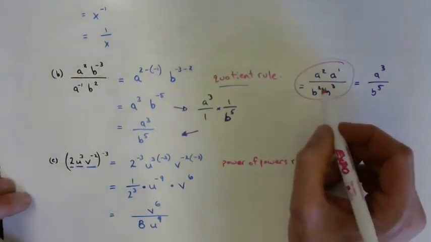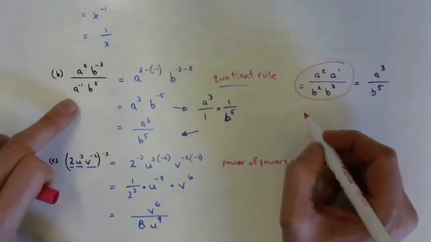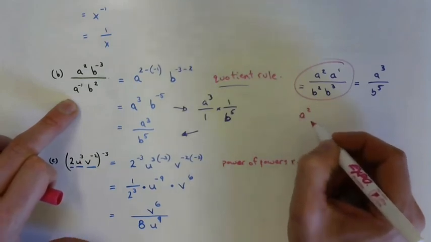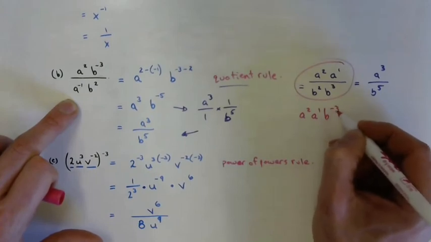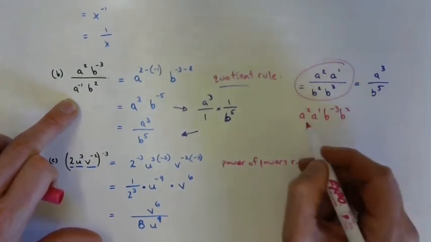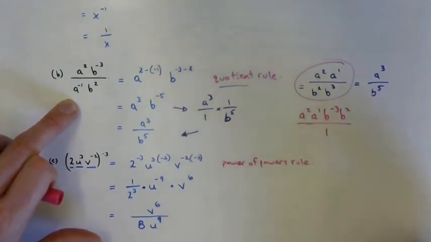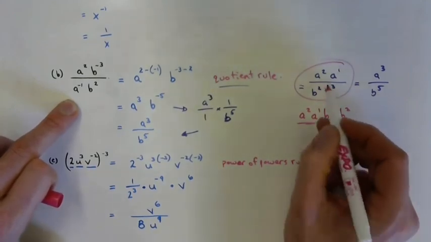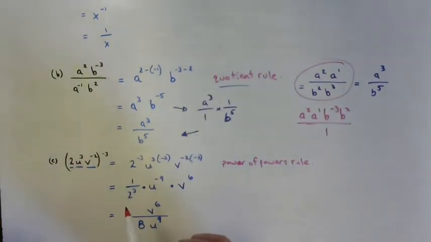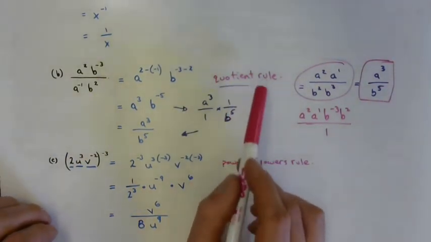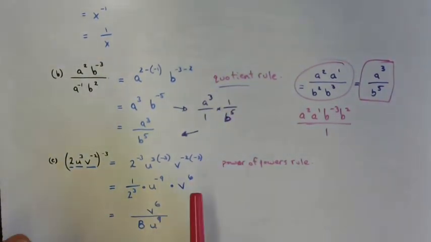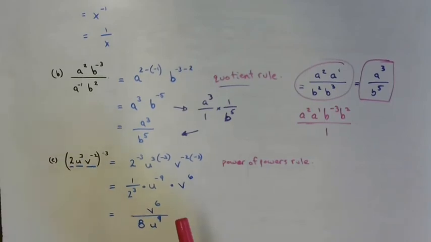Could have even rewritten it a different way. I could have put them all in the numerator. We could have had a to the power of 2, a to the power of 1, b to the power of negative 3, and b to the power of 2, all in the numerator. Okay? This statement, this statement, this statement are all the exact same. They all reduce to that using quotient rule and using the reciprocal of a negative exponent rule.